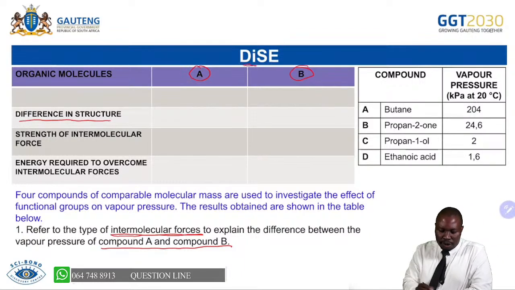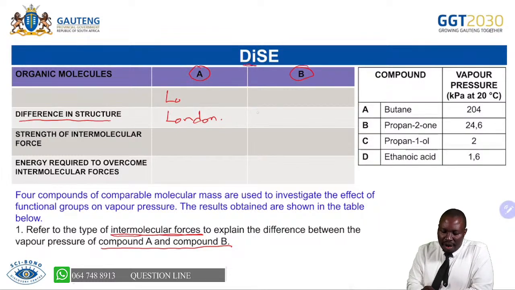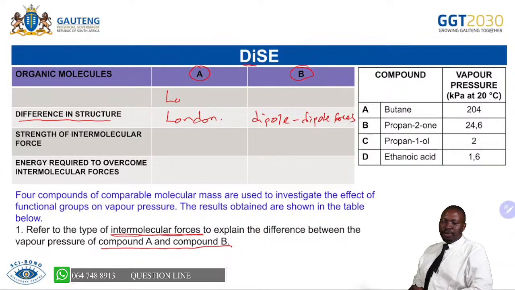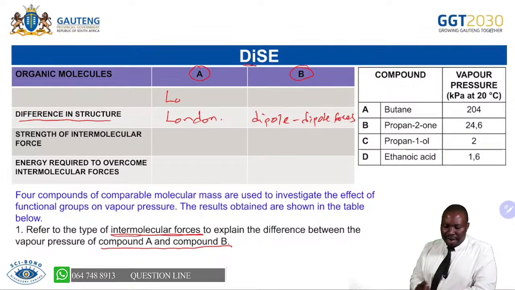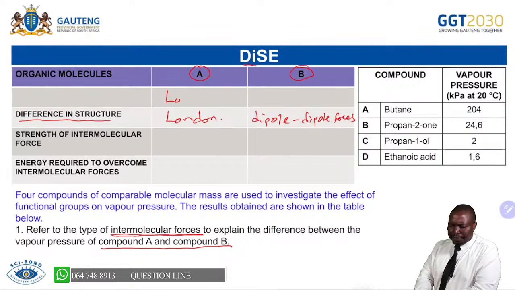What is different? You see, for A, we have London forces. So you know that for A, we have London forces. That is the difference in terms of structure. For B, we have dipole, so you can write dipole forces. That is what we are having for B, dipole forces. And then we have London forces for A.